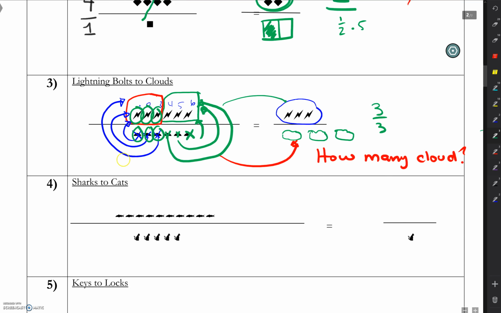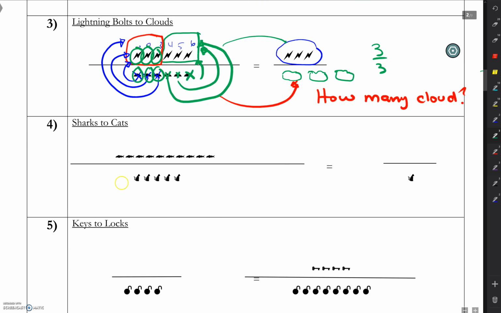Okay, the next one. Sharks to cats. Now, this is my last one that I'm going to do with you, and then you're going to continue. So if I have sharks to cats, how many cats do I have? I have 1, 2, 3, 4, and 5 cats. And I'm going to erase all of that. But I only need, if we look over here, it's asking me the ratio of 1 cat. So let's go ahead and circle all the 1 cats. 1 cat, 1 cat, 1 cat, 1 cat, 1 cat.